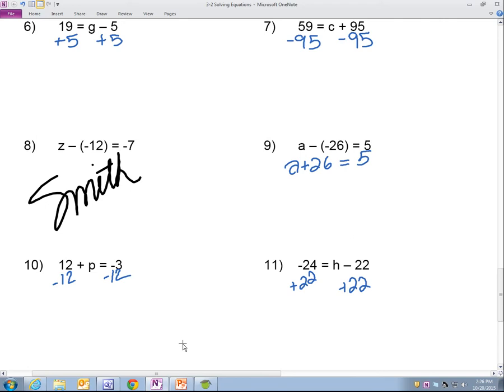Did they come off okay? Did it come off okay? Yeah. Good, good.